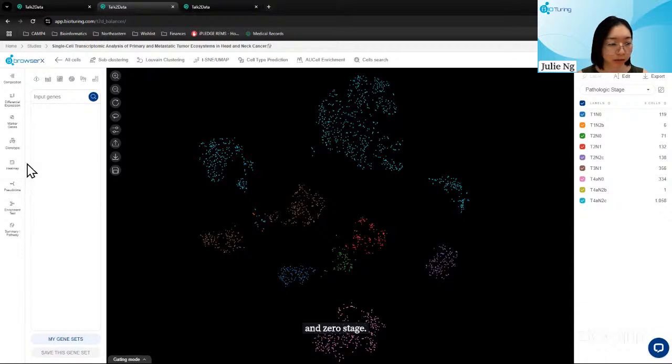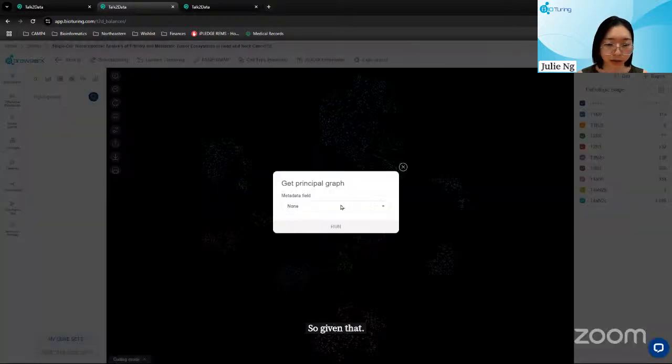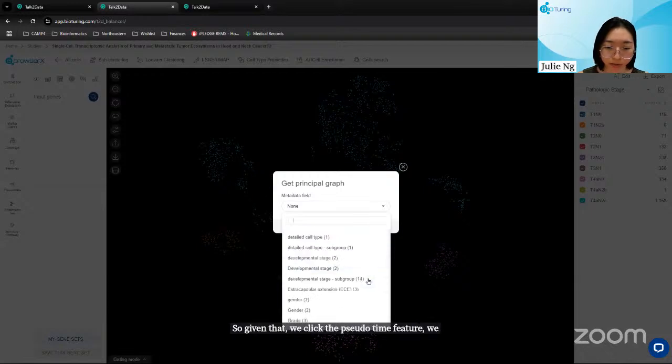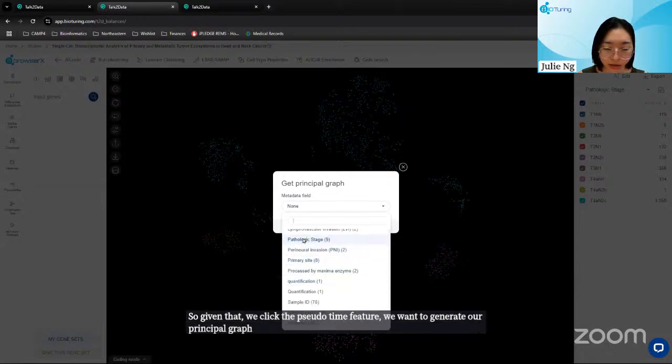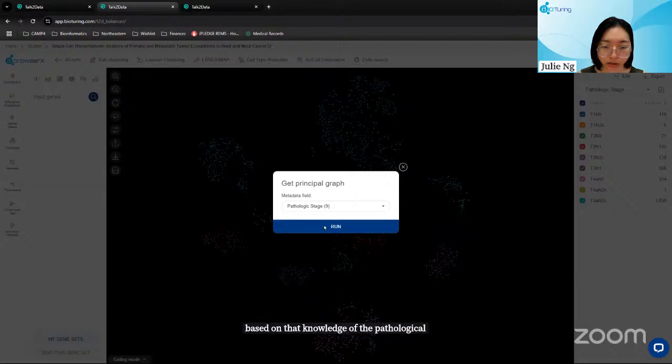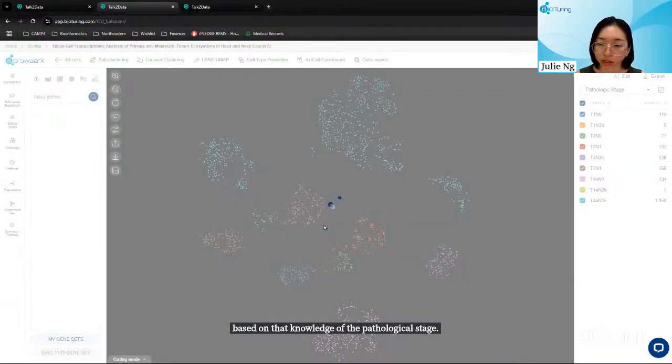Okay. So given that, when we click the pseudotime feature, we want to generate our principal graph based on that knowledge of the pathological stage and see how the gene expression changes between these stages.